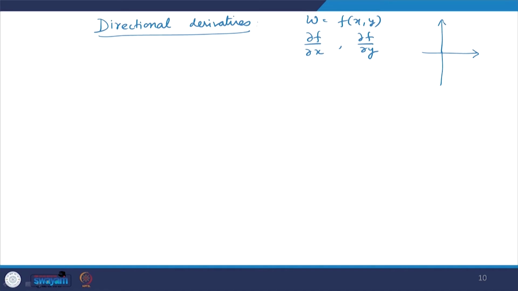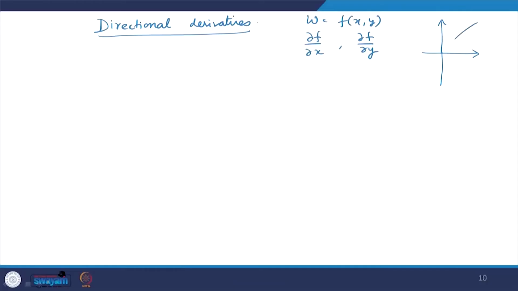We normally deal with only two directions, either the x axis or the y axis. But if we ask what will be the rate of change of f along any direction u, how can we compute that? That comes from directional derivatives. So, let us see how it comes from the directional derivative.